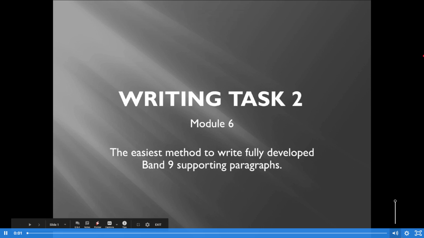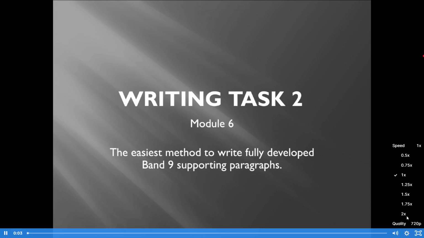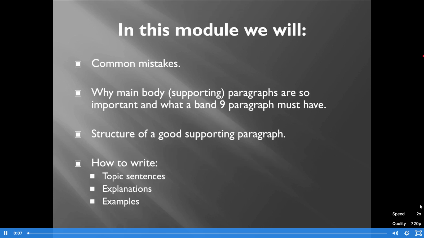So welcome to Module 6, the easiest method to write fully developed Band 9 supporting paragraphs. In this module, we're first going to look at common mistakes, then we'll look at why main body paragraphs are so important, the structure of a good supporting paragraph, and how to write topic sentences, explanations, and examples. When I talk about supporting paragraphs or main body paragraphs, they're the same thing, just to let you know that in case you get confused.